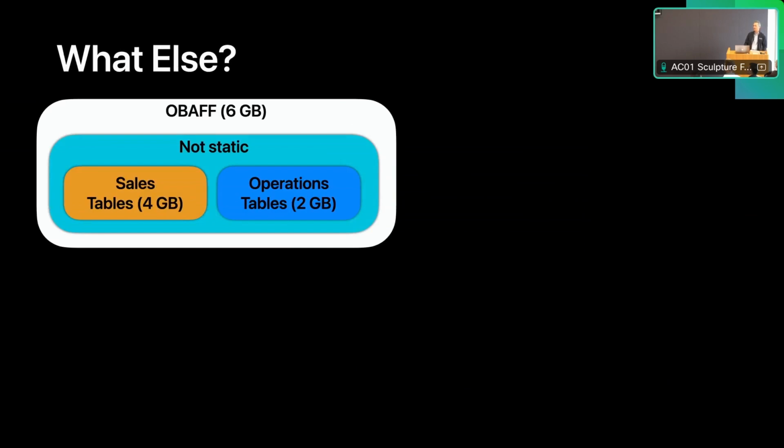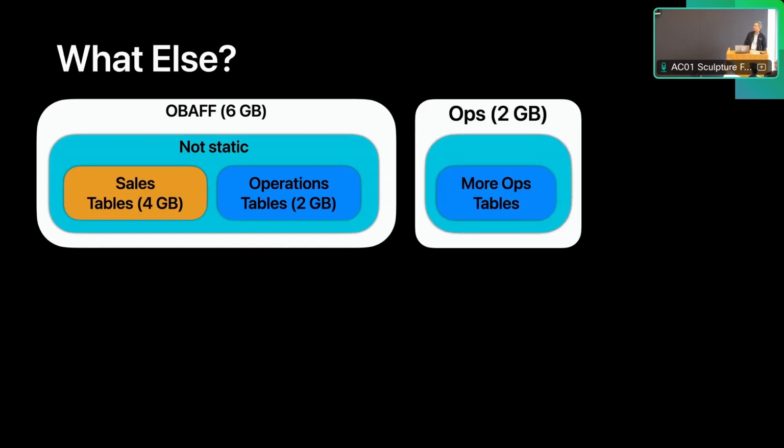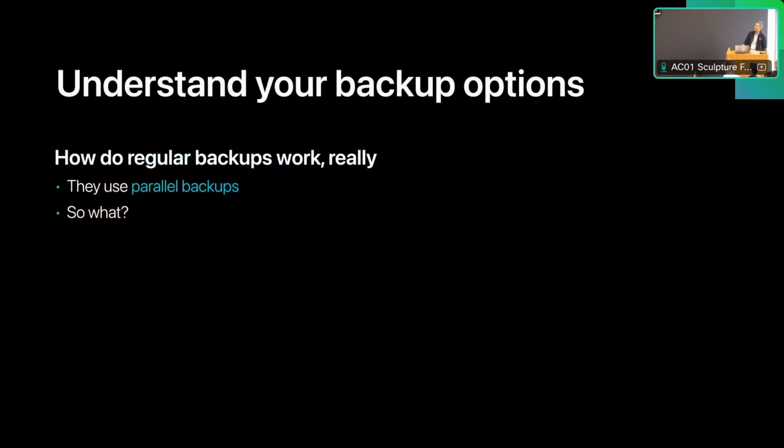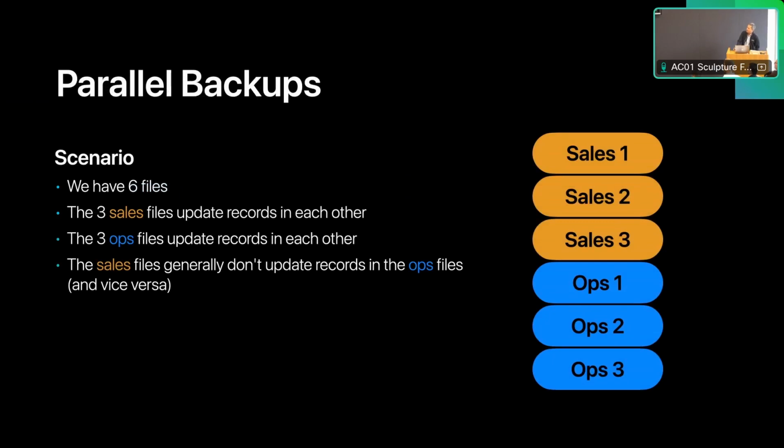So now we're down to just not static data. Remember that we had that other operations file that's in the mix. So let's go back to our understand your backup options. Another thing to know and understand about regular backups is that they use parallel backups. So let's look at how that works. Suppose we have 6 files in the mix. 3 of them are sales activity files, and the other 3 are operations.